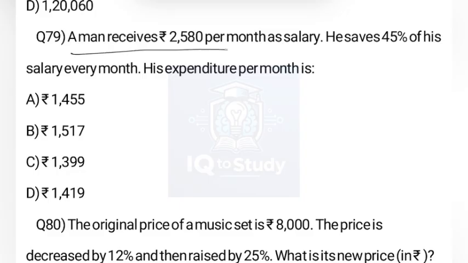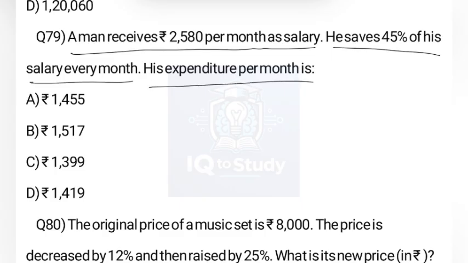A man receives 2,580 rupees per month as salary. He saves 45% of his salary every month. His expenditure per month is? If savings is 45%, then expenditure is 55%. So, 55% of 2,580, here 2,580 is his monthly salary. That is equal to 1,419 rupees.